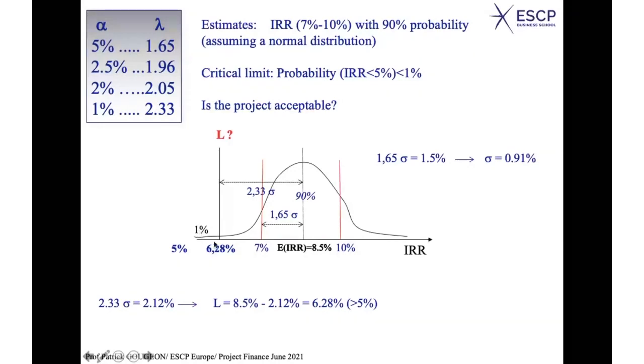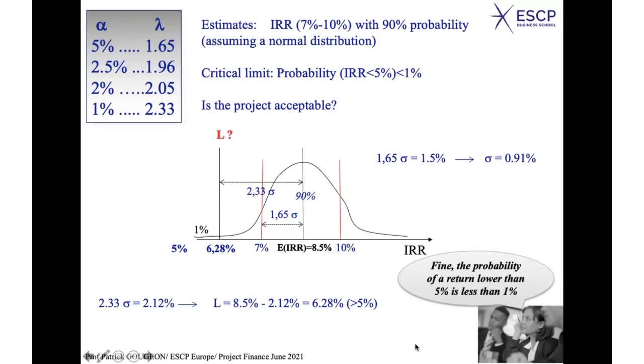Where is your limit? Your critical limit is 5%. 5% is on the left side of L, because it is lower than 6.28. In other words, the probability to have less than 5% is obviously lower than 1%. And therefore, you can conclude that the project is acceptable. This is a rather simple approach, but this is the way you can use indicators to see if a project is acceptable or not.